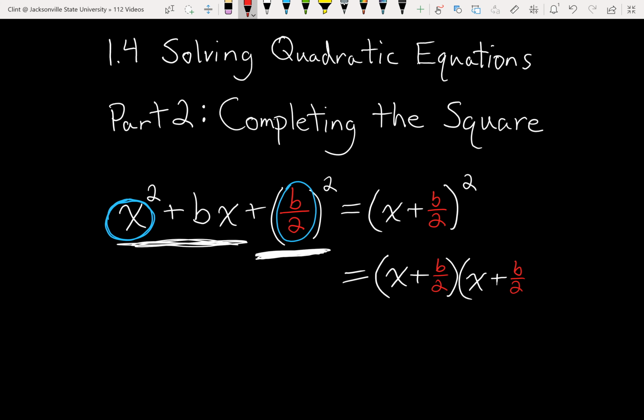So we call it a perfect trinomial square because it's a trinomial. It has 3 terms, and we end up with the same thing times itself when we factor. x plus b over 2 times x plus b over 2, so we call it a perfect square.